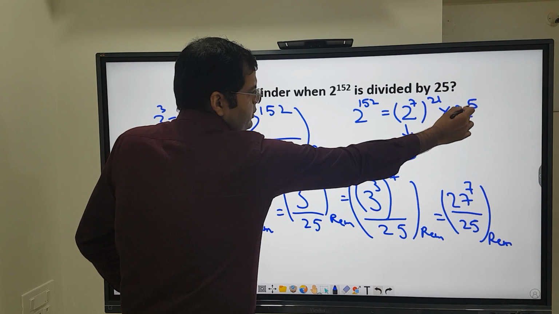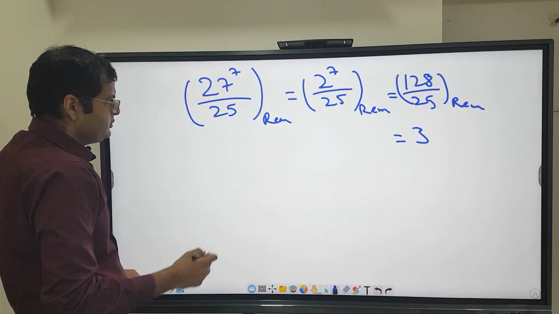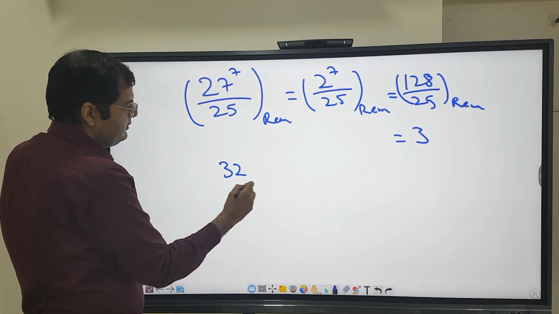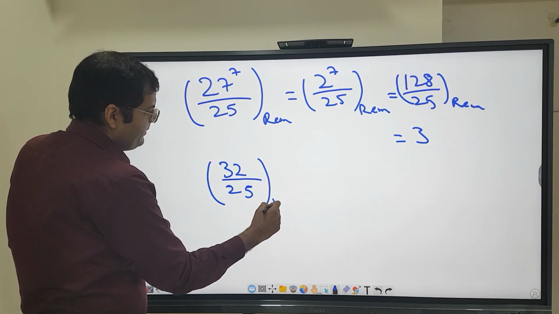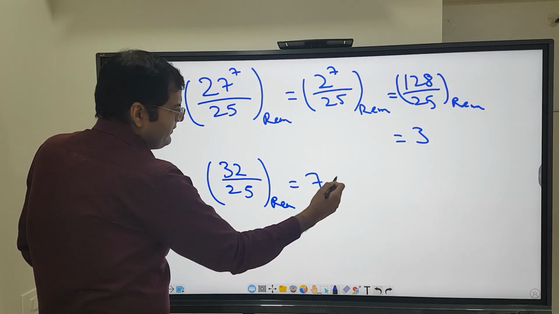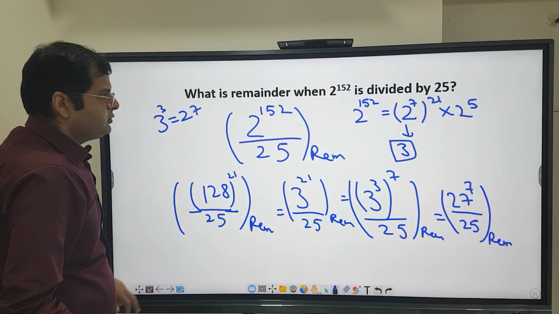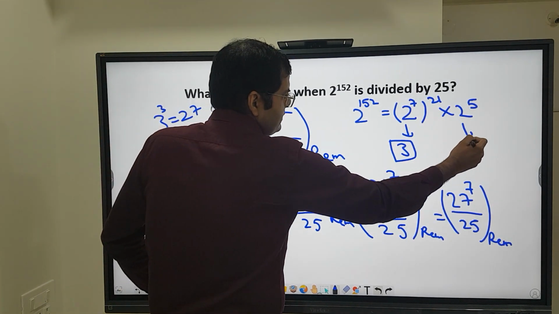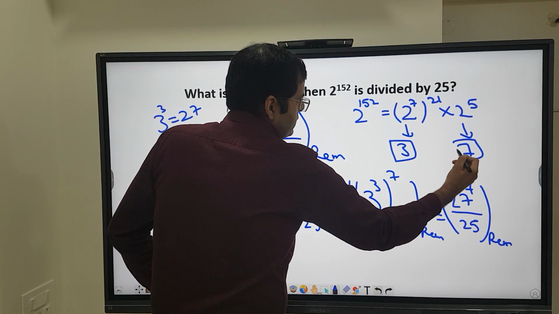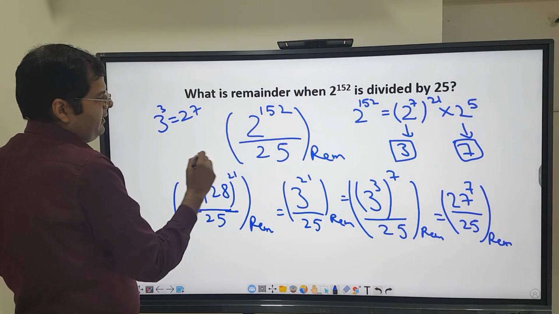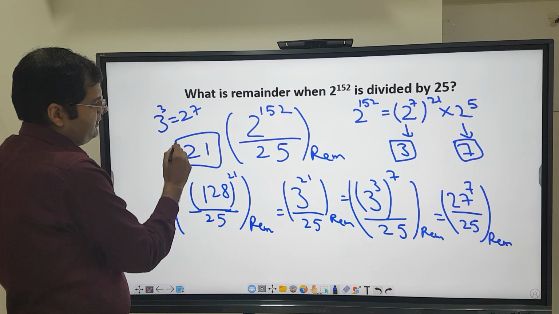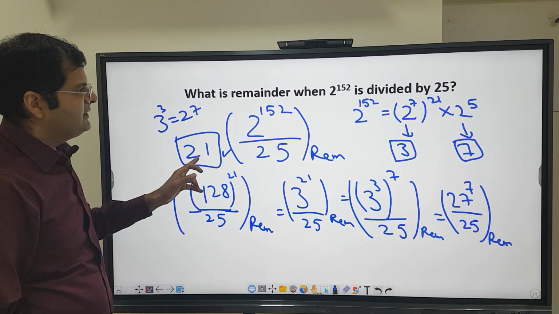The remainder from the other part: 2 raised to 5 is 32. If I find the remainder of 32 upon 25 directly, that will be 7. So the remainder coming from this part will be 7. So the total remainder will become 3 times 7, which is 21, and that will be the answer here. So 21 is the correct answer.